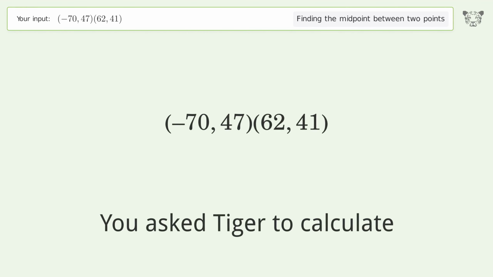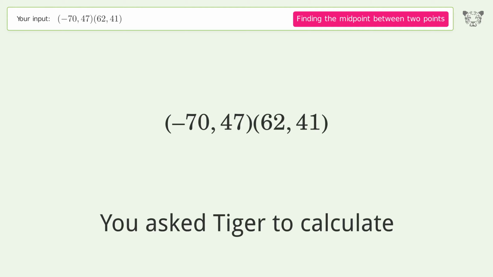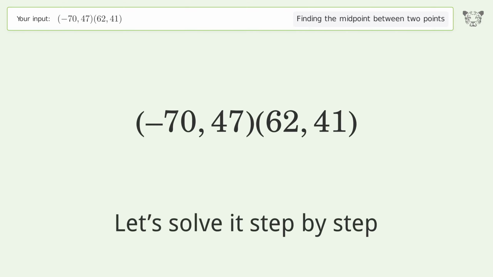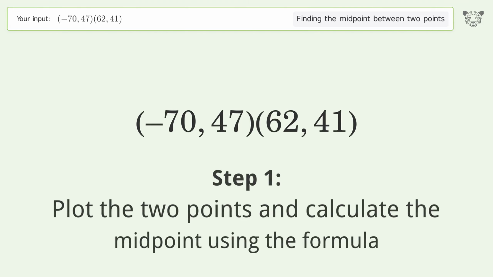You ask Tiger to calculate. This deals with finding the midpoint between 2 points. The midpoint between the 2 points is -4,44. Let's solve it step by step. Plot the 2 points and calculate the midpoint using the formula.